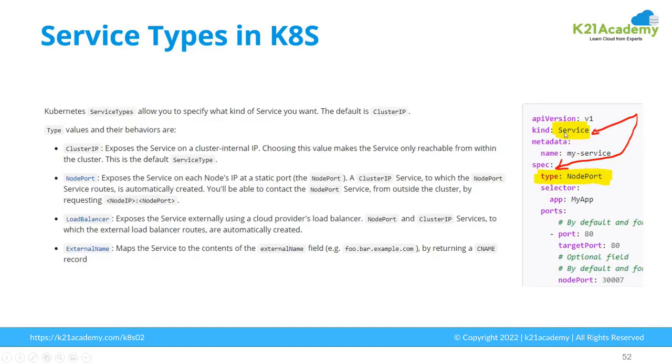So this is another YAML where I'm defining a service, and I'm saying the name of the service is my service, type is NodePort, and it's basically selecting a pod with a label called app as my app, and it's listening on port number 80, and target port is 80 and the node port is 3007. And like that, I can define the load balancer type of cluster as well.